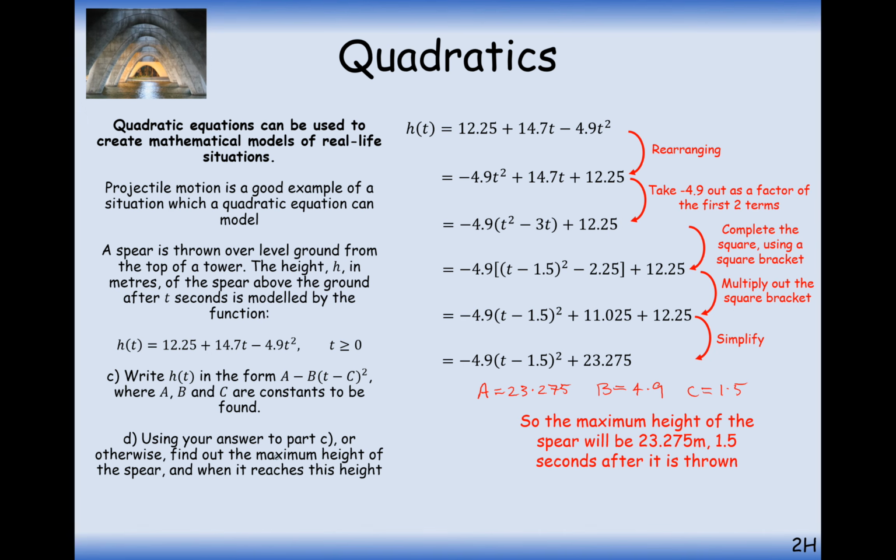Okay, part D: using your answer to part C, find out the maximum height of the spear and when it reaches this height. Using this expression, what we want is to reduce this squared bracket term as much as we can, because that is then going to give us a maximum height. So we want this expression to equal 0, so that we then get this maximum height. This is our maximum height. And to reduce this value, we need t to equal 1.5 so that this bracket is equal to 0. So after 1.5 seconds, the height is at 23.275.